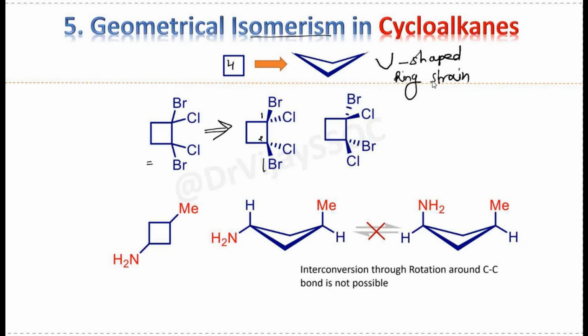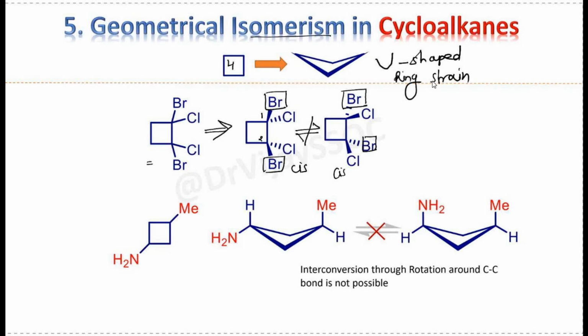So bromo is on the same side, therefore this is cis, and again these are not interchangeable. And now in this case bromo is below the plane, and here also bromo is below the plane, so this is also cis, and they are the same. So there is a mistake in drawing this structure.